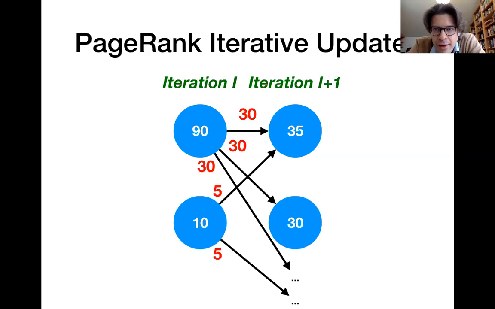Now in the next iteration, the node on top gets 30 from the first node and 5 from the second node. By summing that up, we get a new PageRank value of 35. The node on the bottom only receives PageRank from the node on top on the left, so we have a new PageRank value of 30 in iteration I+1. So this is the principle of how I continuously update the PageRank values of the nodes in each iteration.